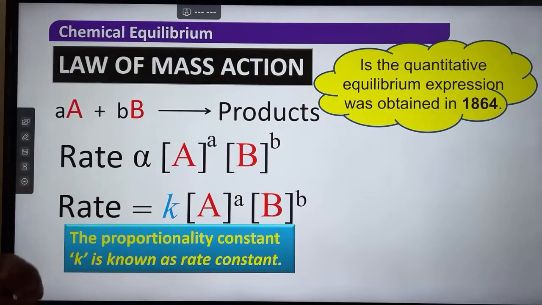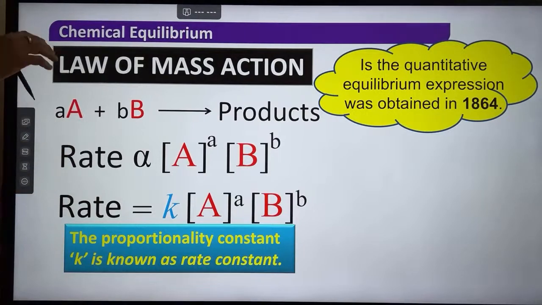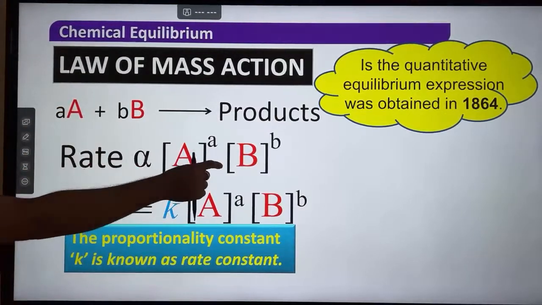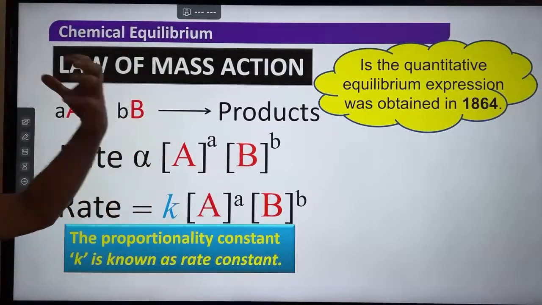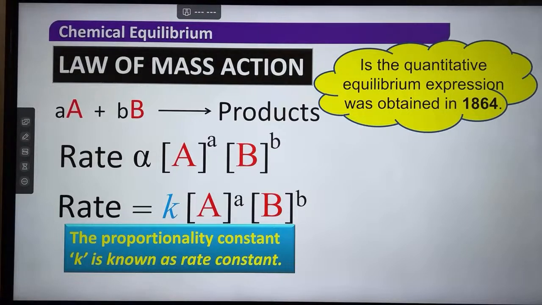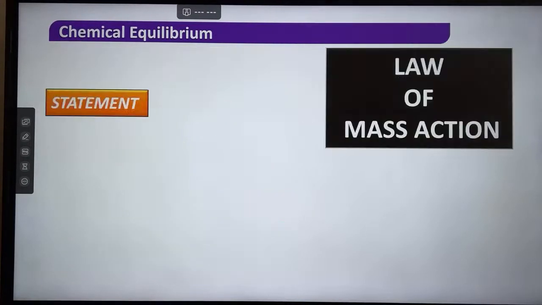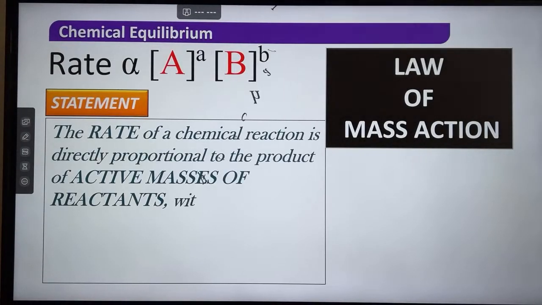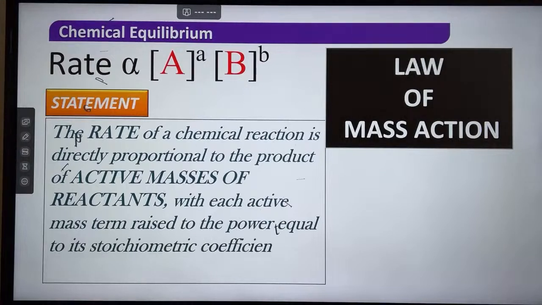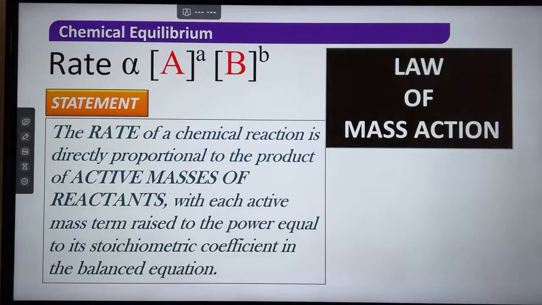We are assuming as if this reaction is going to the end, the product is formed. So what will happen? Just imagine it like this. Initially the rate of reaction is high. You remember we drew the graph like this. The rate of the reaction was very high, and slowly the rate of reaction decreased because the active mass of both the substances decreased. Done? So let's write down the statement. The rate of a chemical reaction is directly proportional to the product of active masses of the reactants, with each active mass term raised to the power equal to its stoichiometric coefficient in the balanced chemical reaction. So that is the law of mass action.